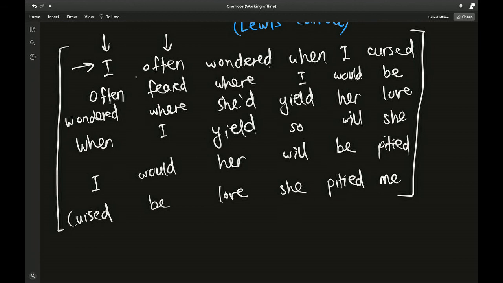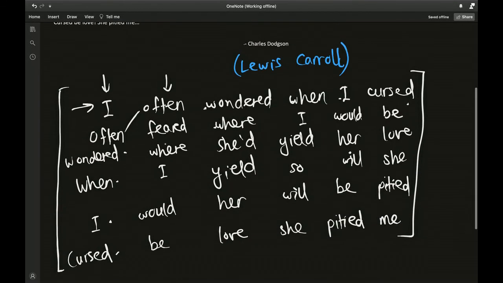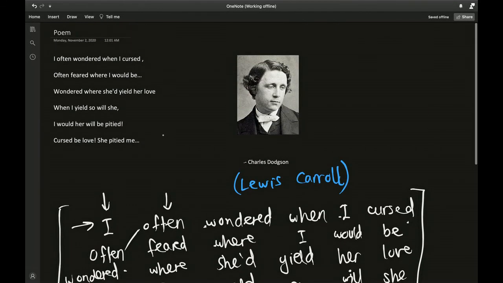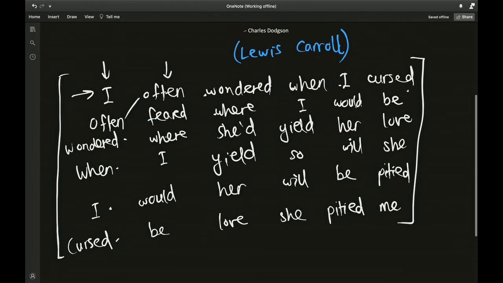I mean, look at these two elements. Look at this and this. It's like getting reflected across this main diagonal over here. That's the best part about it. It's a symmetric matrix. At least the words of this poem form a symmetric matrix. Isn't it fascinating? I mean, this is ingenious. This man just applied mathematics everywhere, even in literature. This is fascinating.